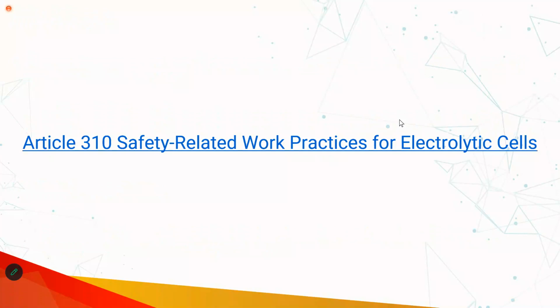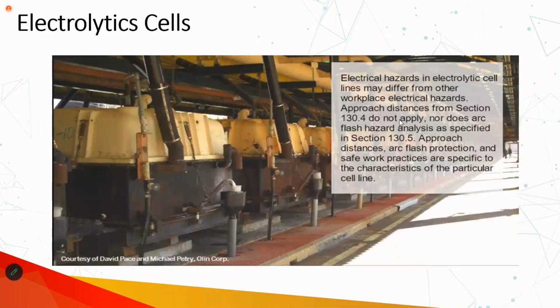Going to Article 310, safety related work practices for electrolytic cells. Electrical hazards in electrolytic lines may differ from other workplace electrical hazards. The approach distances which we have gone through in section 130.4 do not apply, nor does the arc flash analysis as specified in Article 130 apply. Approach distance, arc flash boundaries, and safe work practices are specific to the characteristics of a particular cell line zone. What is specific is not mentioned in 70E, but it negates that you cannot use Article 130.4 and 130.5 here for the calculation of the approach boundaries.